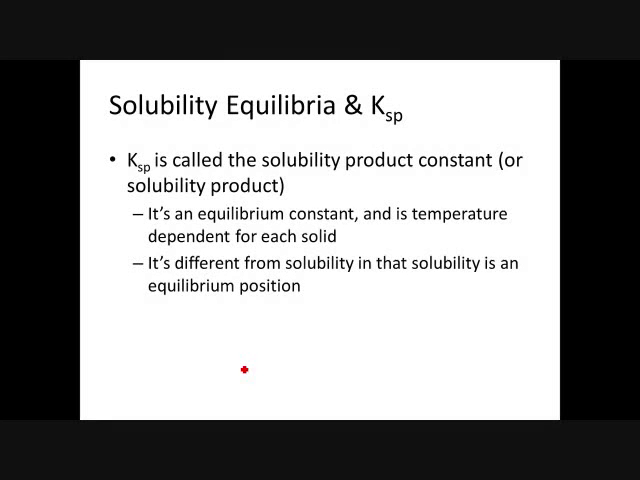This is our quick review we did on Tuesday in class about chapter 16, which is about solubility and complex ion equilibria. Now, the symbol Ksp is called the solubility product constant, or sometimes just solubility product. It's an equilibrium constant, something we've been talking about for the last 3 previous chapters, okay? So it's not so foreign to what we've been doing. It's temperature dependent for each solid.